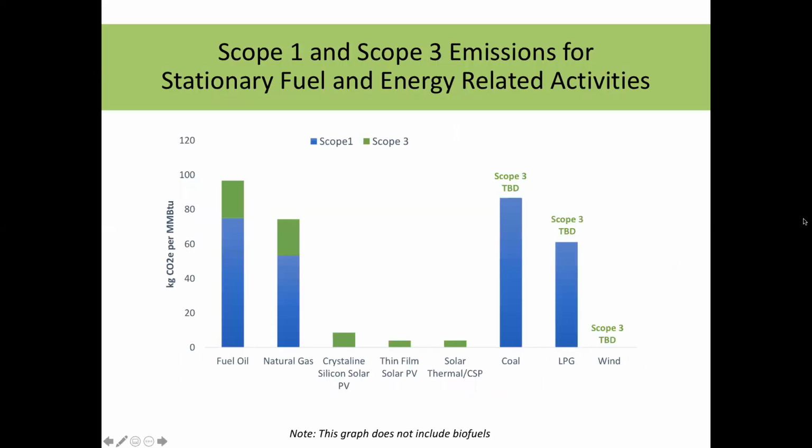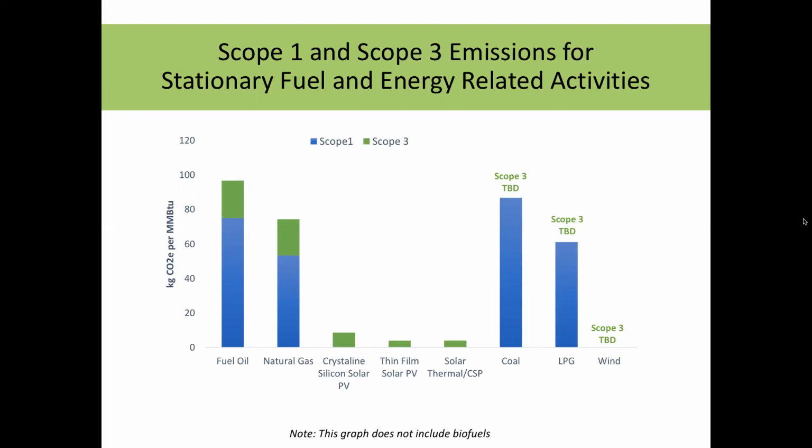And speaking of coal, here we have a graph comparing several stationary fuels. And as you can see, the scope 1 emissions for coal are the highest of all of these, followed closely by the fuel oil and liquid propane, or LPG, and then natural gas. And as it's very obvious, the scope 3 emissions for solar are significantly lower than both fuel oil and natural gas.